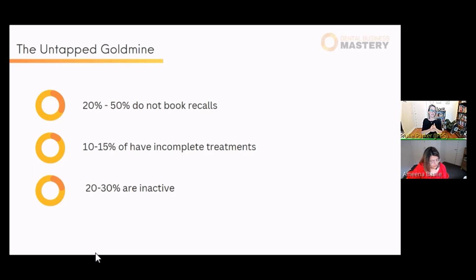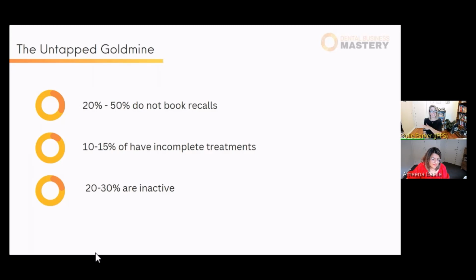10 to 15% have incomplete treatment. And there were other figures that I saw that up to 50% of people who are advised to have treatment done never actually book in for it. So it ends up being around 10 to 15% of your patient base have had treatment advice given to them, but they haven't actually moved ahead with it.